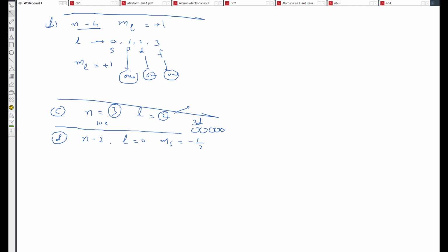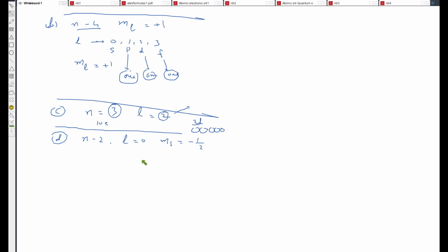Okay. So for D, we have n is 2. The possible L values would go from 0 to 1, but in this case they want us to just work with the 0. Then the spin quantum number is -1/2. So they're asking, what is the maximum number of electrons in an atom that can have these? It would only be 1 electron. Very good, excellent.